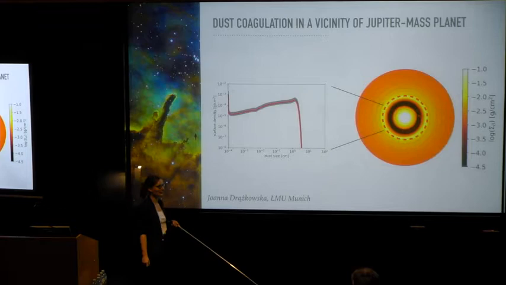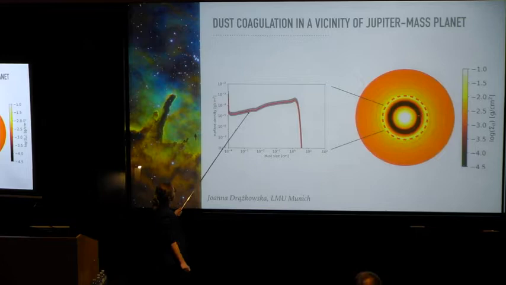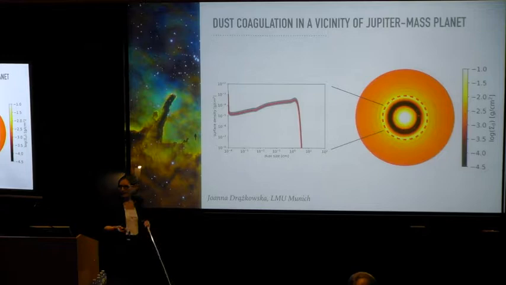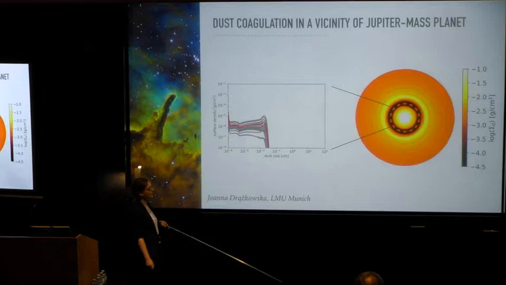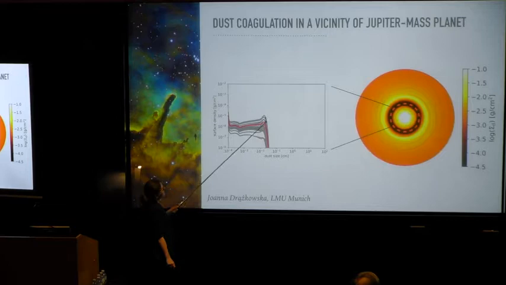So the gray lines would be the different size distributions, and the red one is the averaged one, and you don't really see that much variation. The most variation that you can see is, of course, in the planet co-orbital region, right? Because the planet is at only one spot. It has some gas and dust trapped around it. There is also some trapping in the Lagrange points.